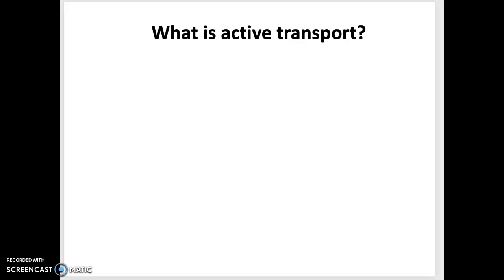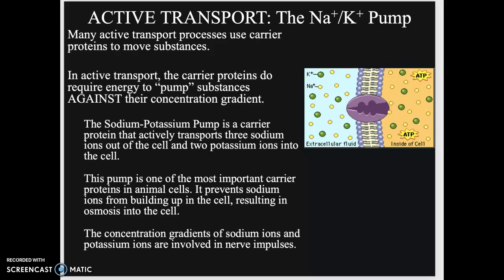So what is active transport? It's the pumping of molecules from low concentration to high concentration. And the key piece of information that goes with that is that the cell needs energy in order to do that. It does not need energy for diffusion, but it does need energy for active transport. If you don't want to read all this, that's okay, because the picture here can do a lot of explaining for you for visual learners.